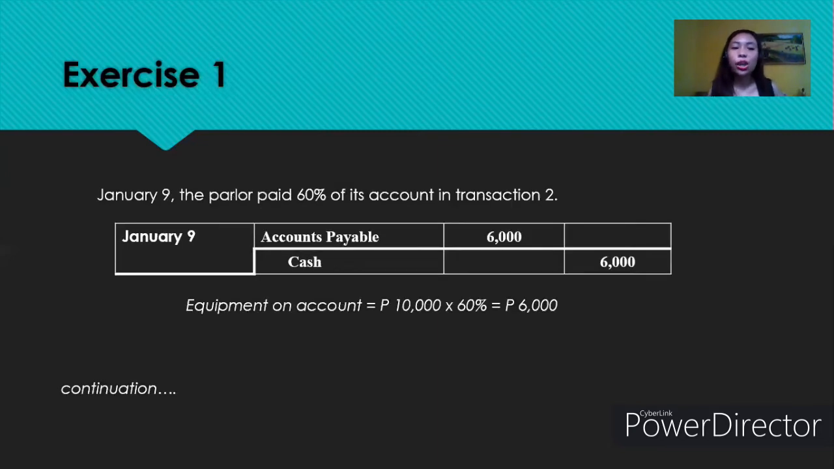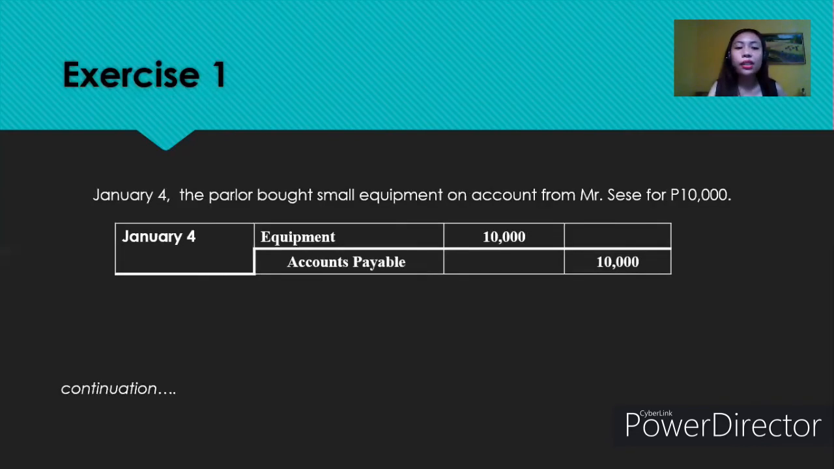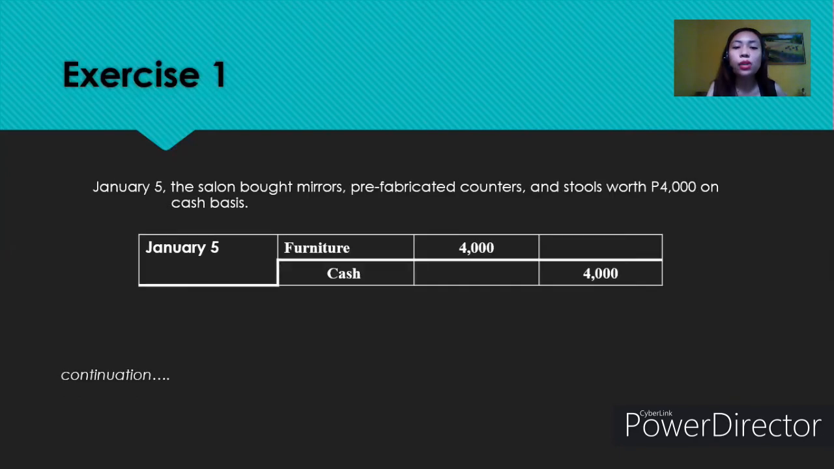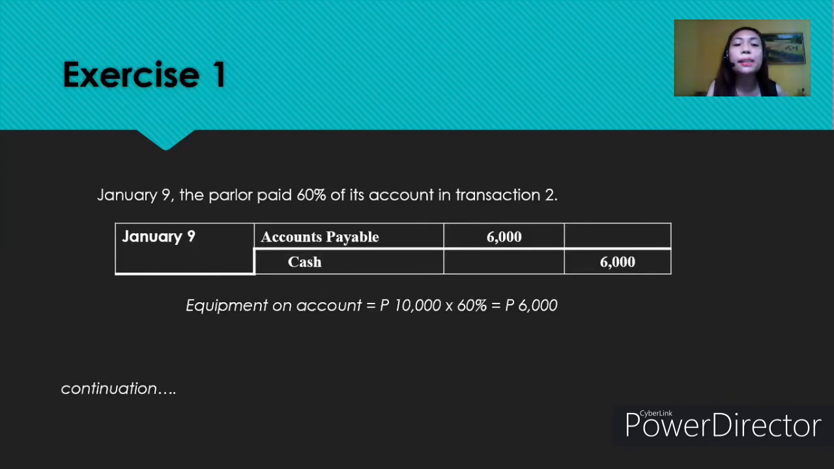Next transaction. On January 9, the parlor paid 60% of its account in transaction 2. Remember guys, our transaction 2 is that we bought small equipment on account, so you have accounts payable worth 10,000 pesos. However, you only pay 60% of the 10,000 you have on account. So equipment on account, 10,000 times 60%, means you only have to pay 6,000 pesos.